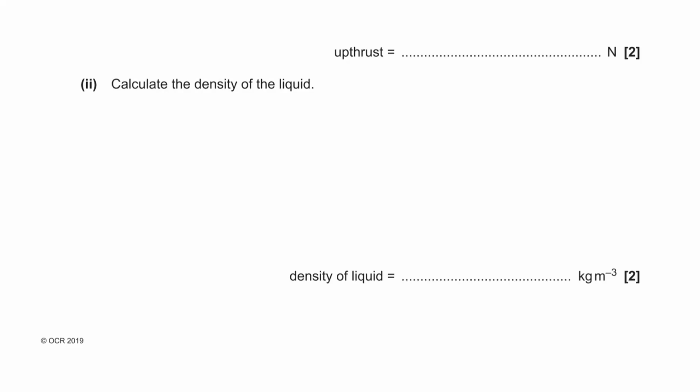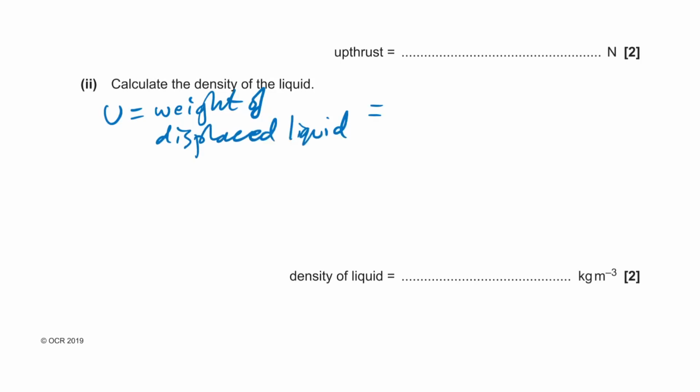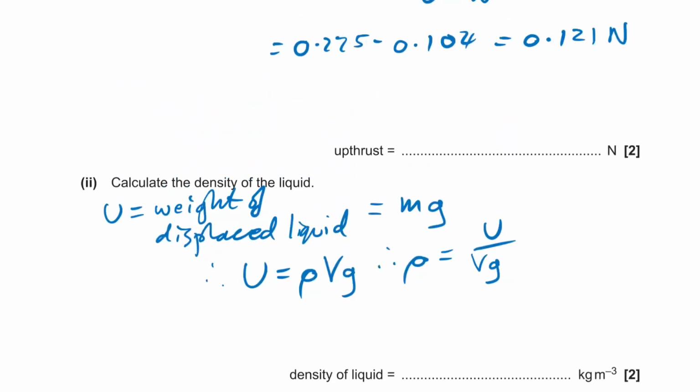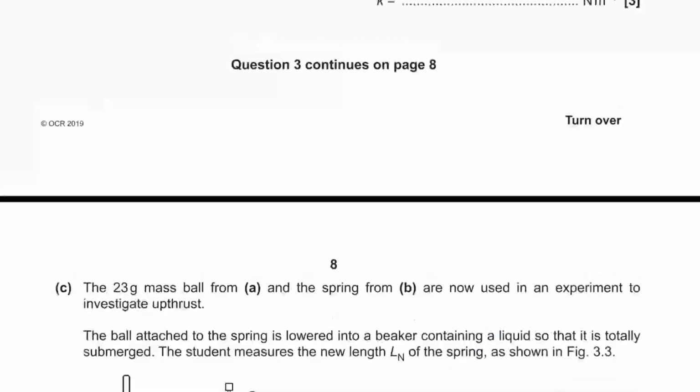Okay, so whenever it comes to upthrust, we know that upthrust is equal to the weight of displaced liquid, so that's equal to mg. Of course, we don't have the mass of the liquid, so we can say that upthrust is equal to rho times V times g. So we're looking for density, therefore density is equal to upthrust divided by volume times g. I'm going to use their value because I can't be bothered. So they have 0.1 divided by the volume, which is the same as the volume of the ball.